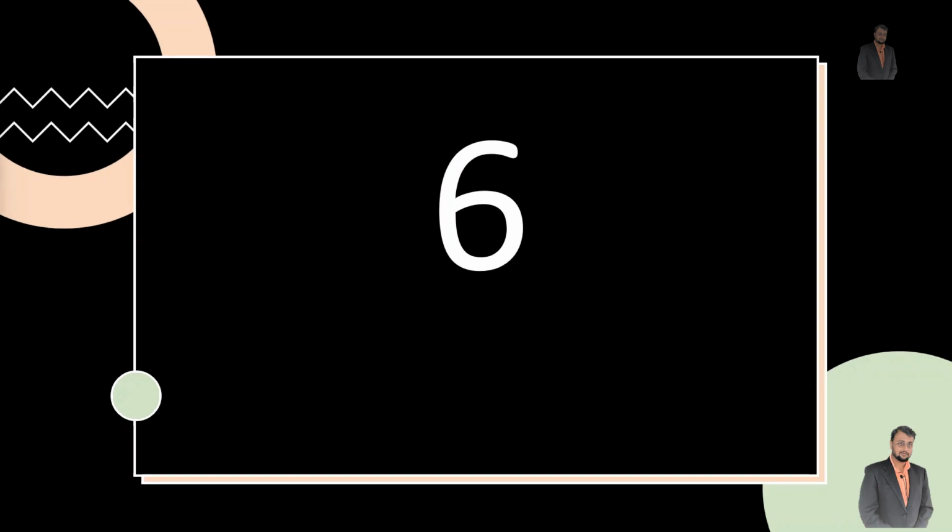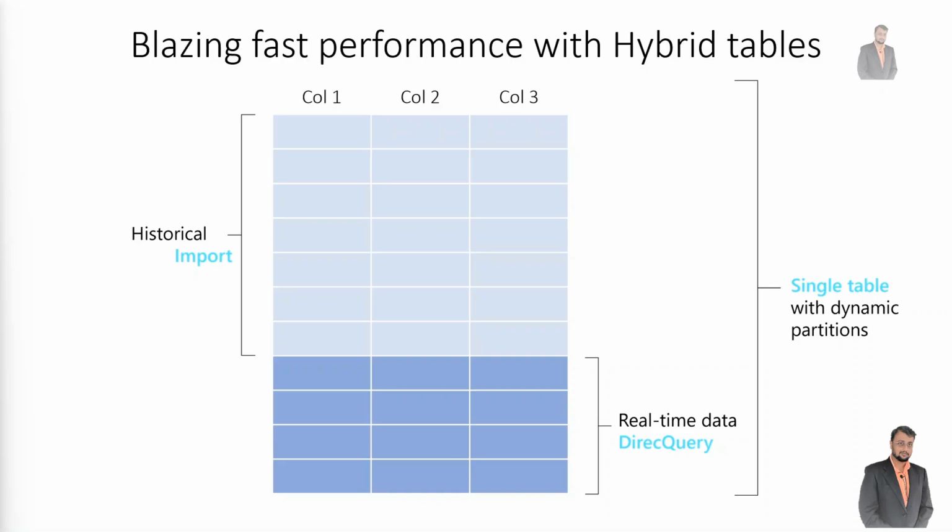The sixth important announcement is one of my favorite announcements, and I am eagerly waiting for this feature. This is something which brings blazing fast performance with hybrid tables. Hybrid table is a unique concept. Let's say you have billions of rows. You can create any single table in both modes, import and direct query mode.